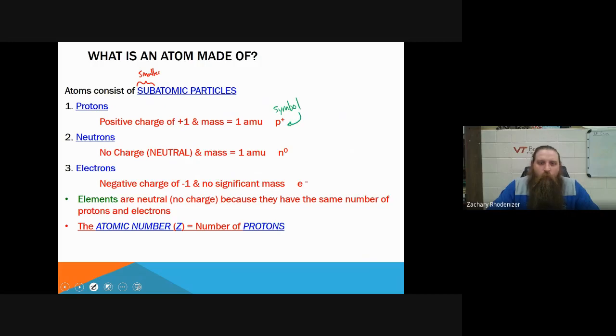Okay, right there. We've talked about that quite a bit. The neutron has no charge. It's neutral, has a mass of about 1 AMU. Protons and neutrons weigh about the same. Okay, there's its symbol. Electrons are negative.